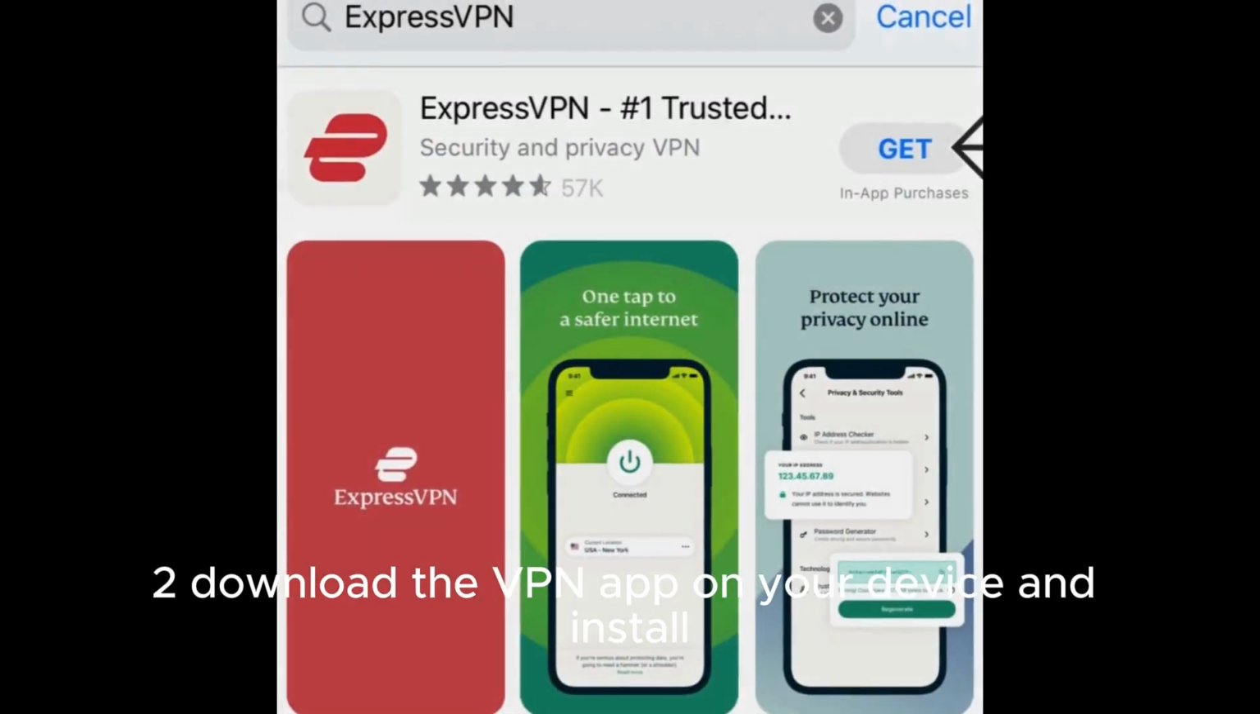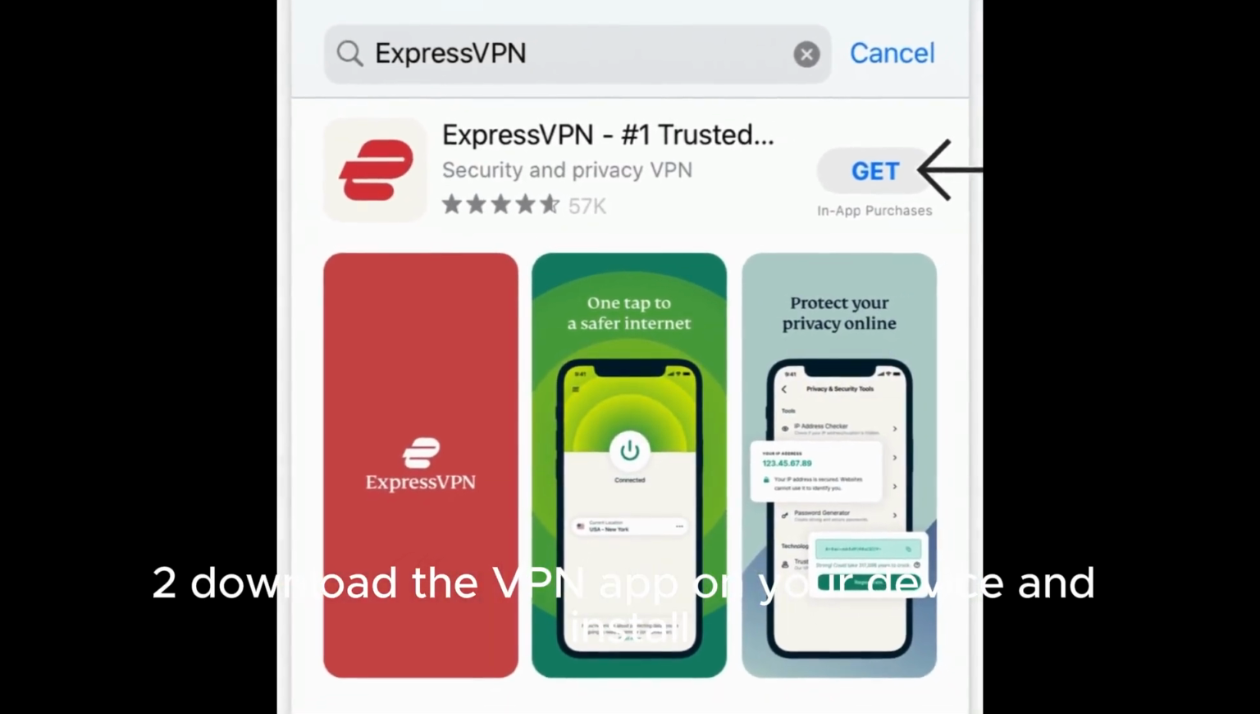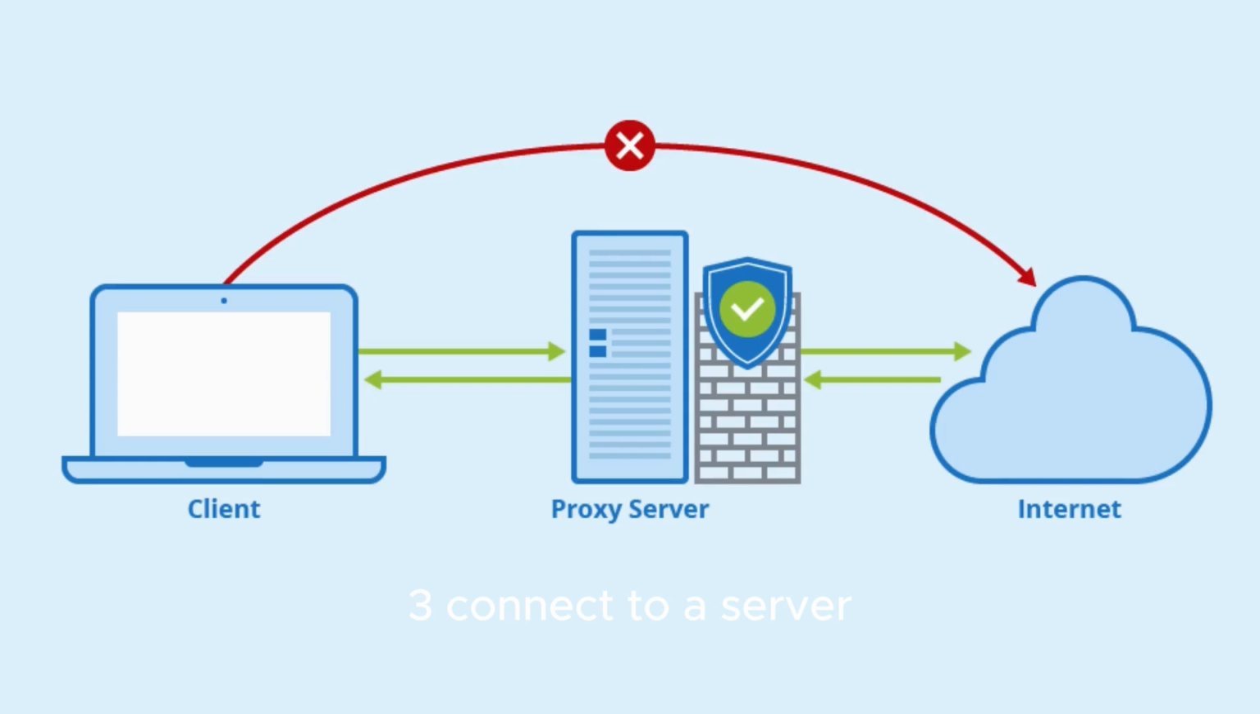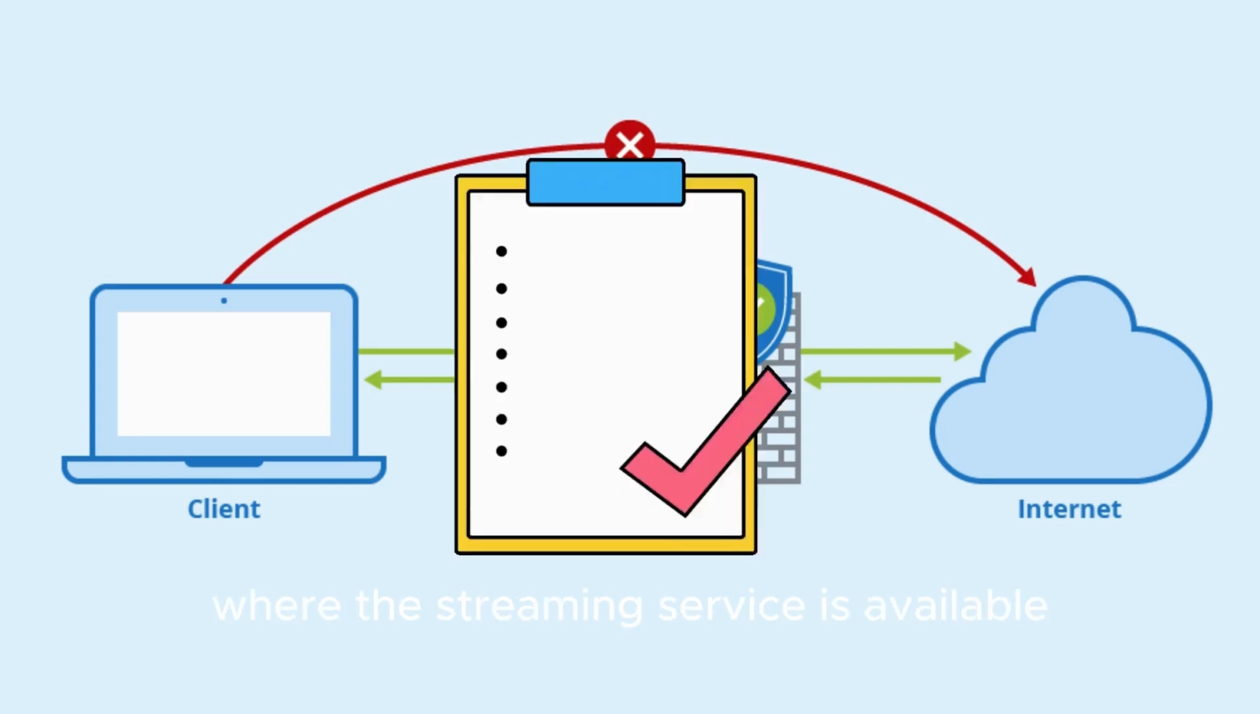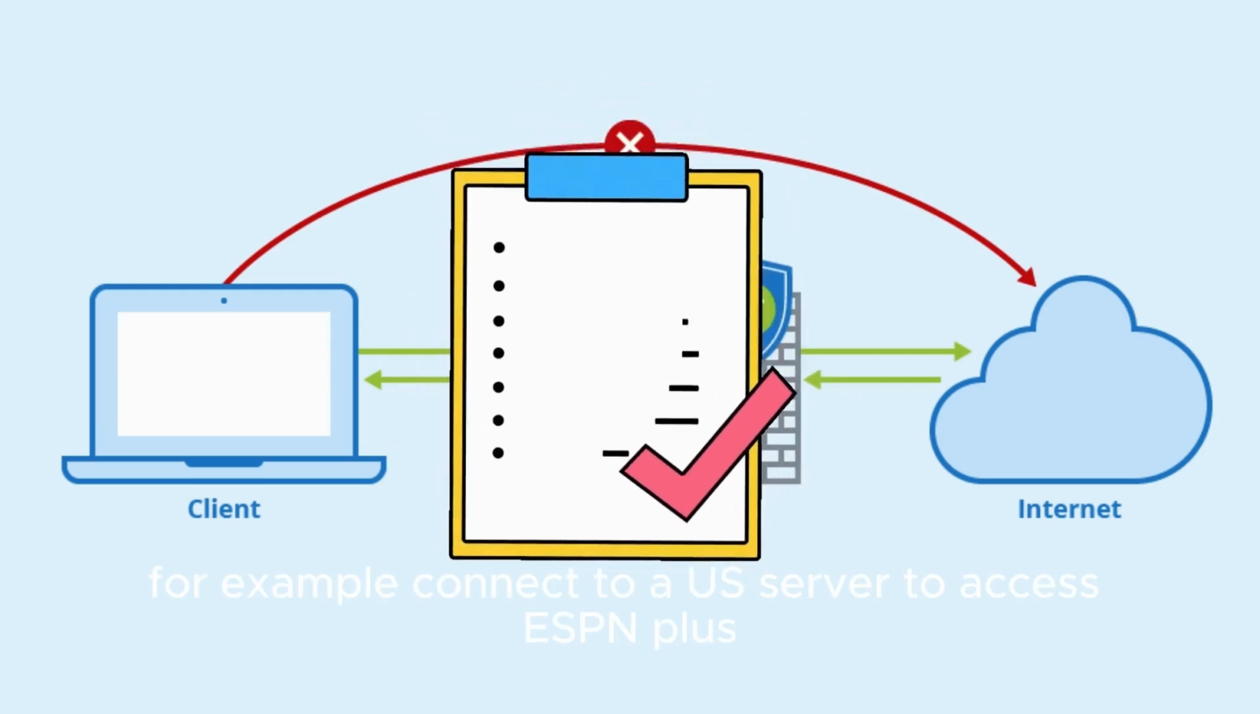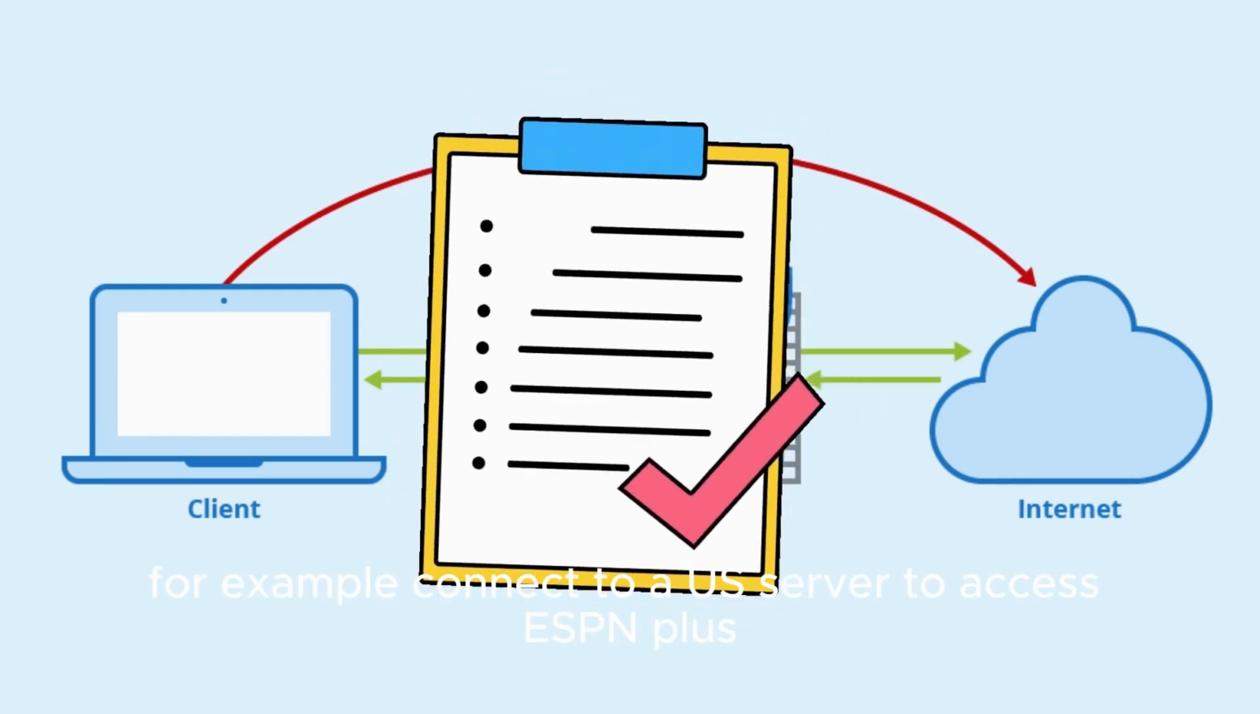2. Download the VPN app on your device and install. 3. Connect to a server. Open the VPN app and connect to a server in the country where the streaming service is available. For example, connect to a US server to access ESPN+.